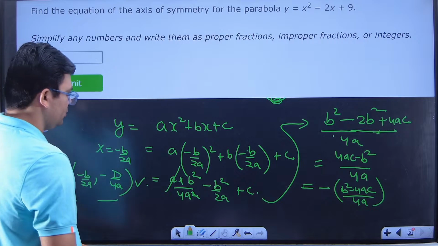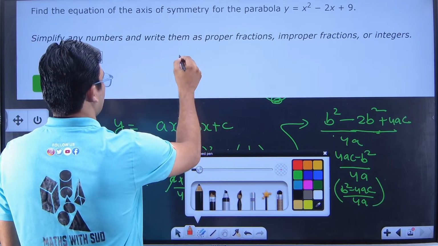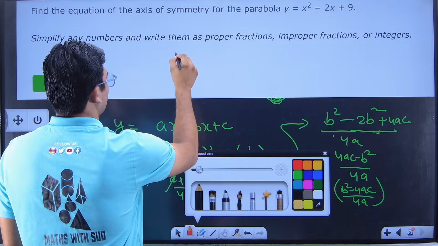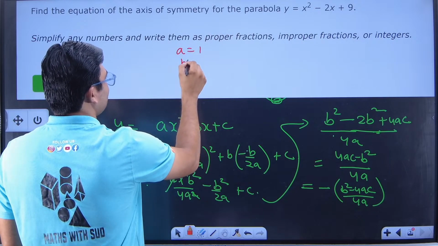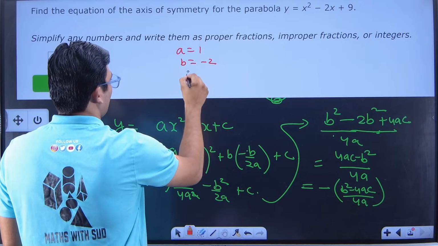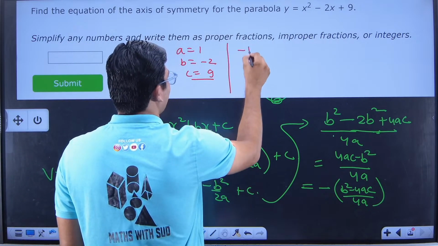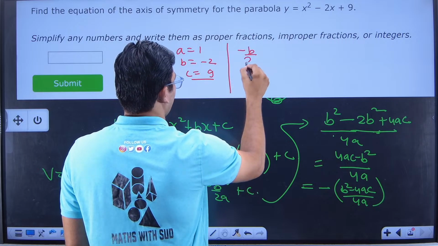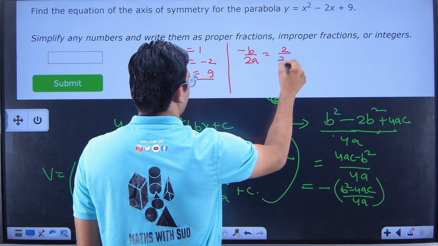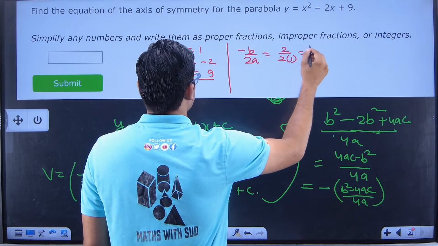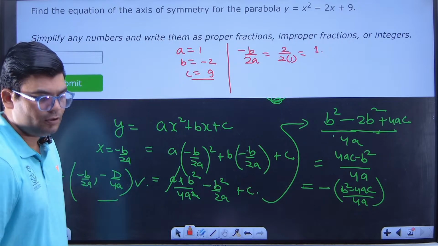So, sir, I did it. It's 1 comma something because minus b by 2a. Okay, what is a in this equation? 1. What is b in this equation? Minus 2. What is c in this equation? 9. So let us first find minus b upon 2a. Minus b means minus of minus 2, it is going to be 2 divided by 2 into 1, which is equal to 1 only. So 1 comma.